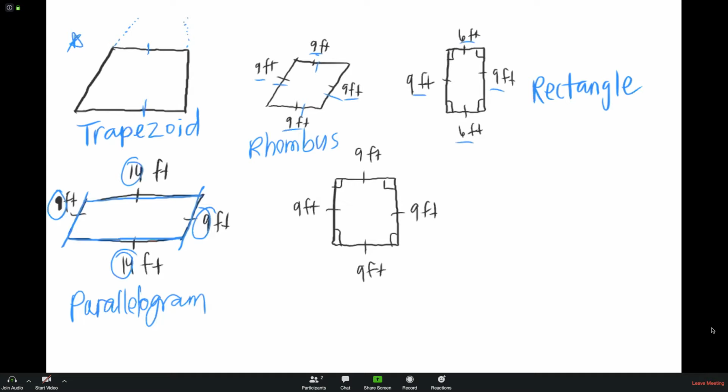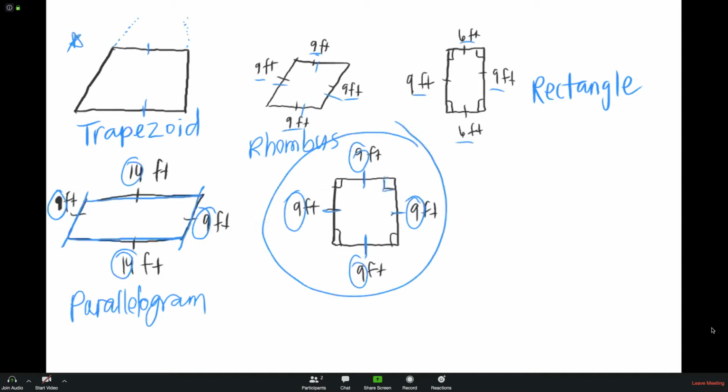Okay, and then let's take a look at this last one. So opposite sides are parallel, opposite sides are equal. Actually, they're all equal. They have 4 right angles. So that means the best answer for this is a square.